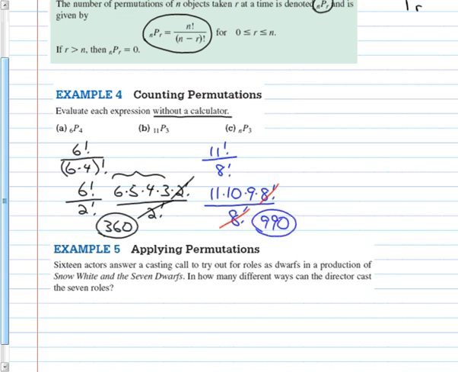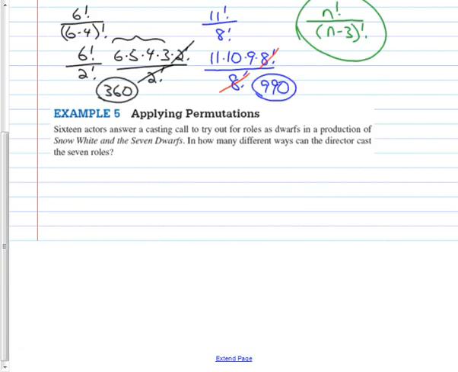n things taken 3 at a time. A permutation of n things taken 3 at a time. Can you tell me the formula? n factorial over n minus 3 factorial. And that's all we can do because we don't know what n is. There's our answer for that one. So we really didn't need a calculator on anything. Now down here, we'll actually use our permutation button in a minute.